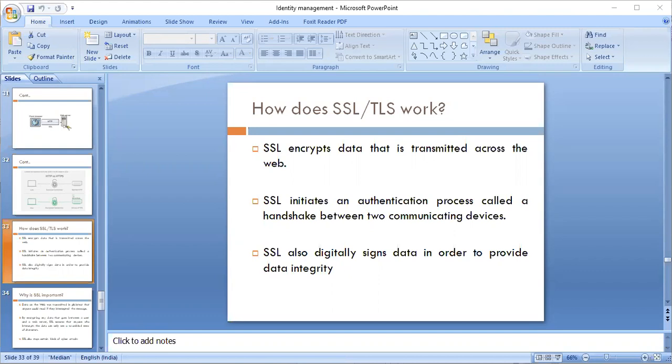Apart from this, SSL initiates an authentication process called a handshake between two communicating devices to ensure that both devices are really who they claim to be. So it authenticates both the users by a mechanism called a handshake. For that, they have to show the SSL certificates to prove their identity, to authenticate that yes, both the clients involved in the communication are genuine.